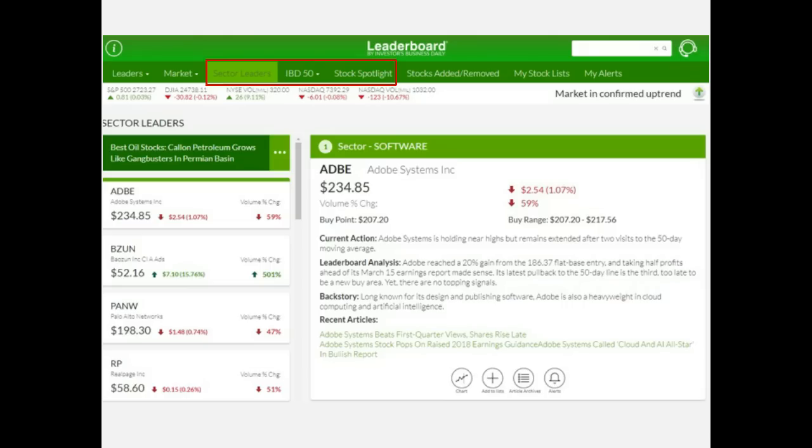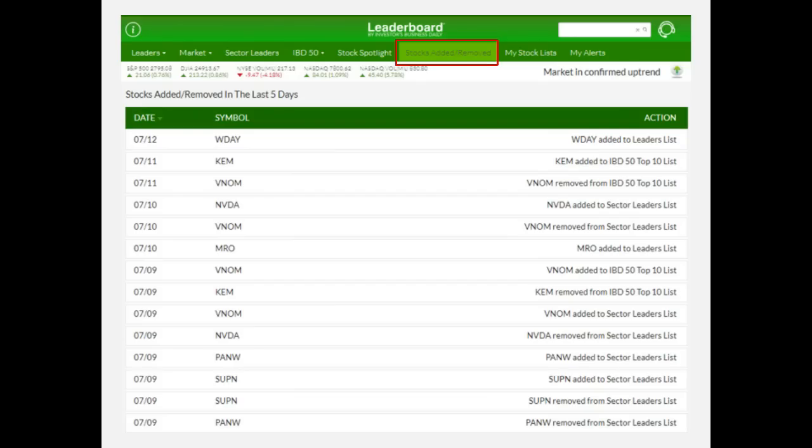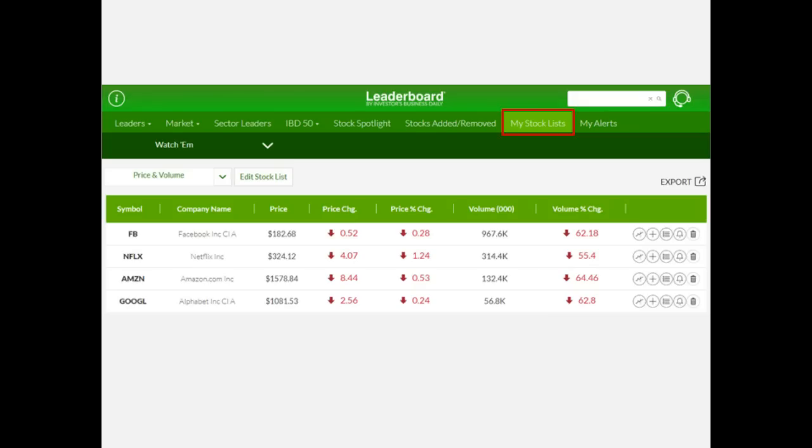The next tab is the stocks added and removed. This is a recent addition. People wanted to know, customers said, when were stocks added on leaderboard, when were they cut from leaderboard, when were they added to the top 10, removed from the top 10. So they've got a running list of all the stocks that were added and removed. We've got a My Stock List section. You can build your own portfolio, several different portfolios here, and keep an eye on them.